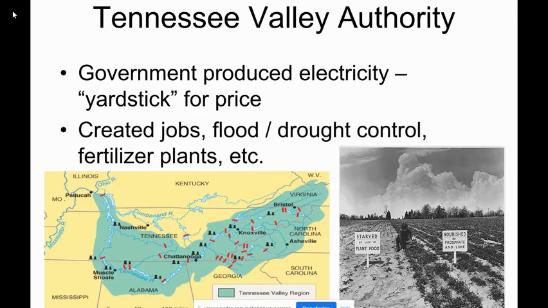All right. So the building of the dams created jobs, flood control, drought control, all sorts of benefits as a result of the Tennessee Valley Authority. But I think one of the biggest ones is help for these rural areas.